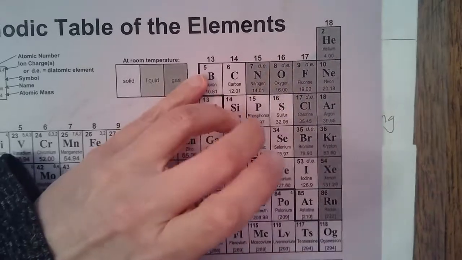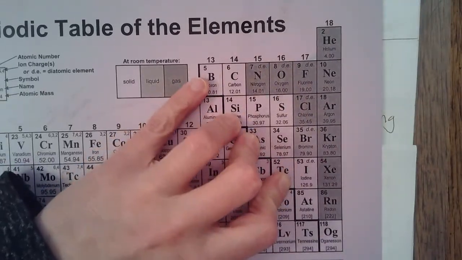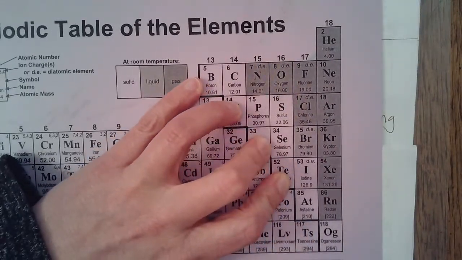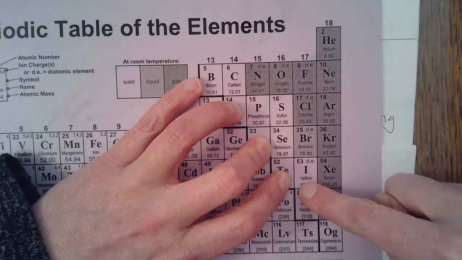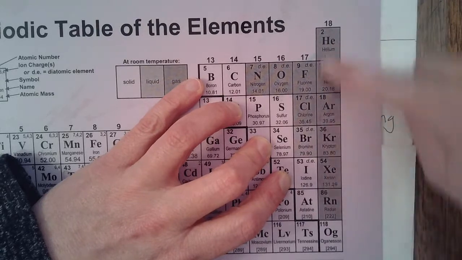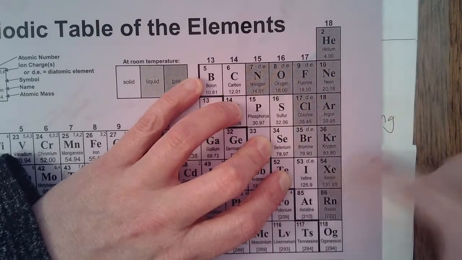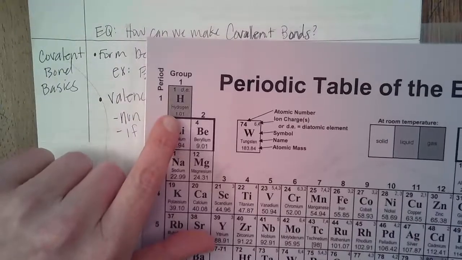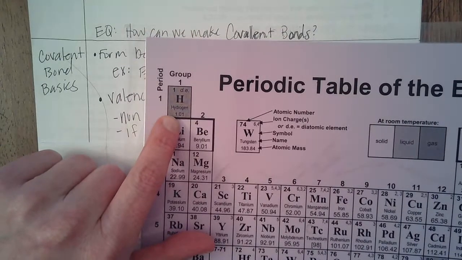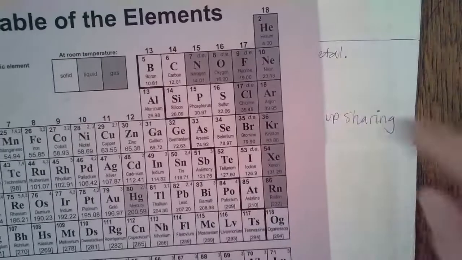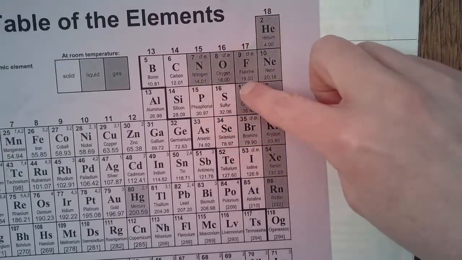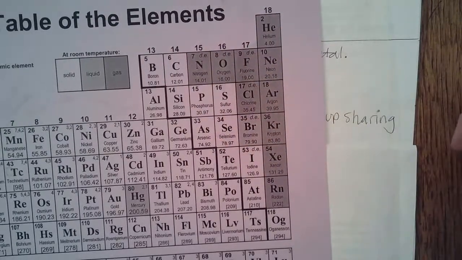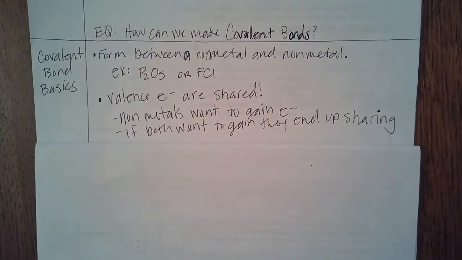So boron, silicon, arsenic, tellurium, these are all metalloids. So all of these are nonmetals, okay? Even these guys, even though they don't bond, they're still considered nonmetals. The other nonmetal is hydrogen. So all of these notes, all of this bonding only happens between these guys right here. And there's actually a lot of bonding that happens between those.